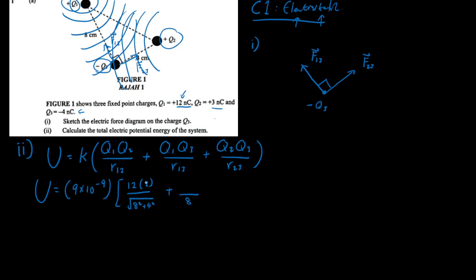And then I'll have Q1 again, 12, and then Q3 to be -4, right? And then the last of it, which is Q2 and Q3. So Q2 will just be 3, +3, and then Q3 is going to be -4. All right, and then the distance between them will just be 4 centimeters.